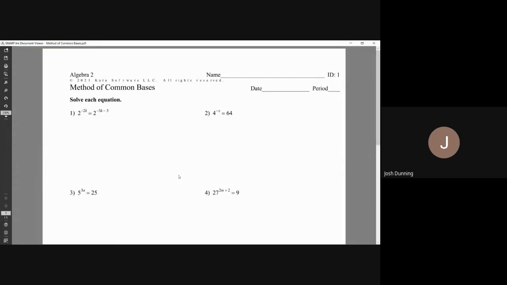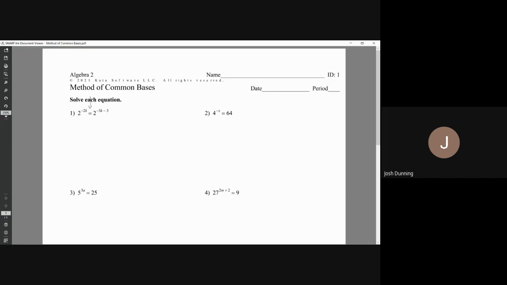Okay, method of common bases. Now, number one is kind of the essence of this and strategy, how to approach these questions. We have 2 to the negative 2k equals 2 to the negative 3k minus 3. Each of those exponentials have a base of 2. And we see here it says that they are equal. So if those two exponentials are equal, and the bases are already equal, they're both 2's.